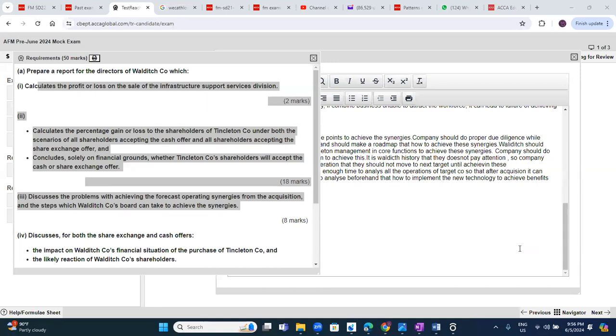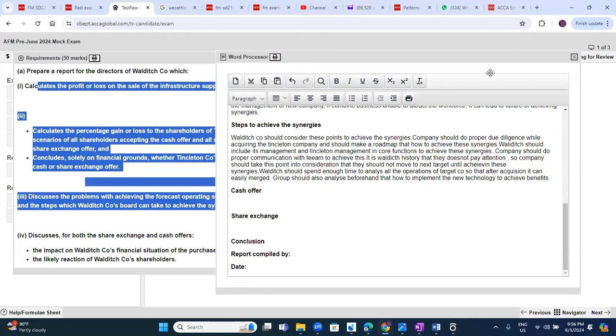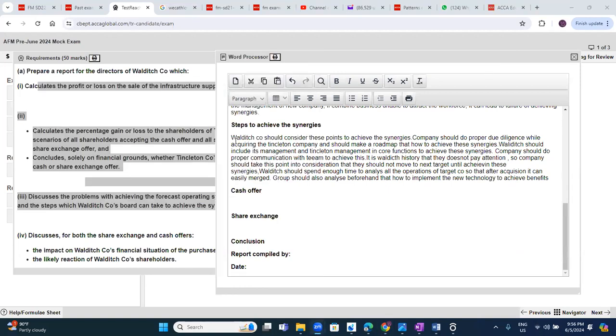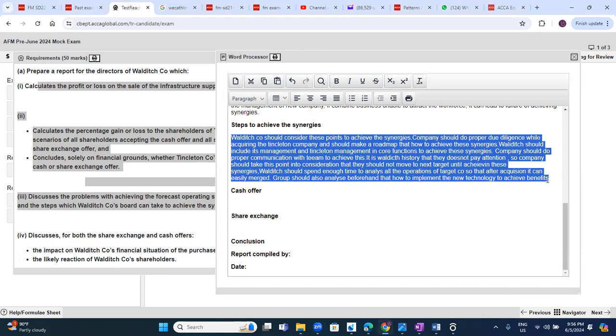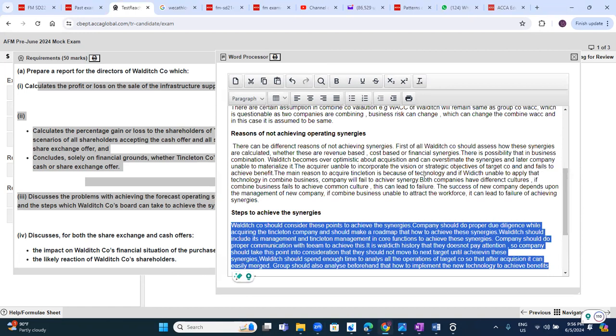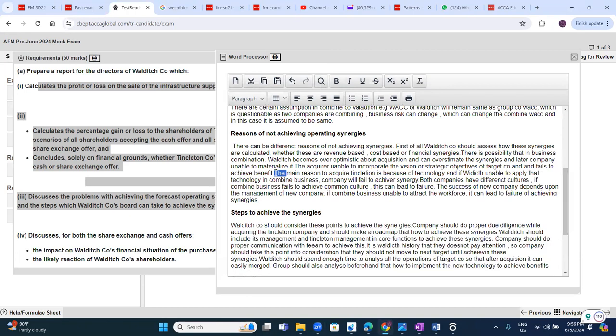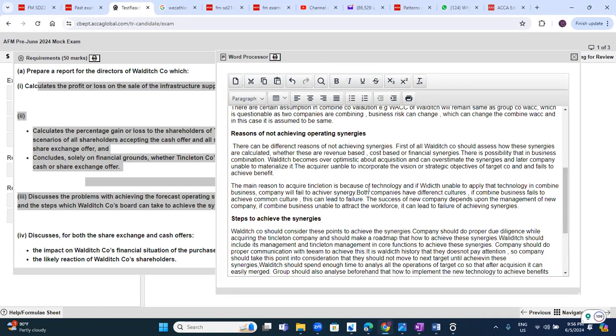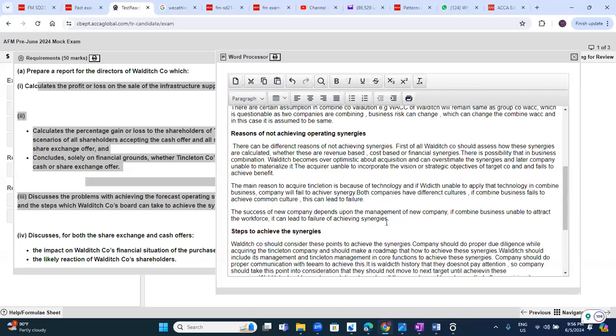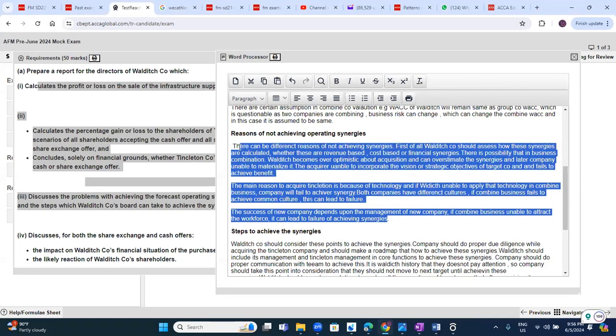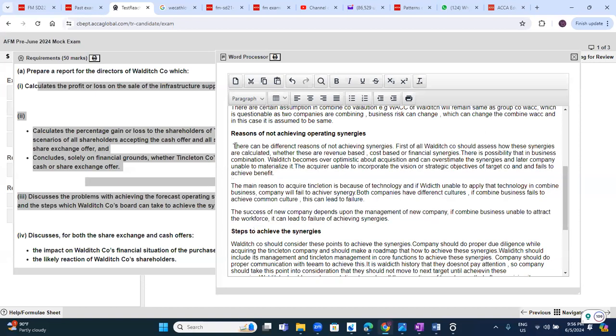All points for the theory part in one big paragraph. Yes. You cannot make bullet form. So for steps to achieve synergies, I have written one paragraph. Okay, it's not exactly one paragraph. You can break it down into smaller paragraphs as well, in this way. This is even better. But these are not bullet points. Write in smaller paragraphs, not one big paragraph.